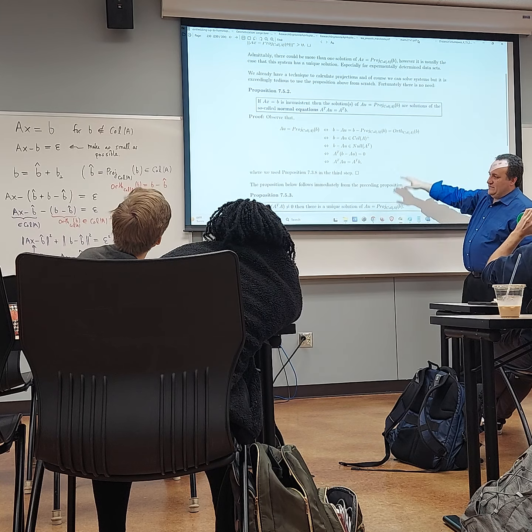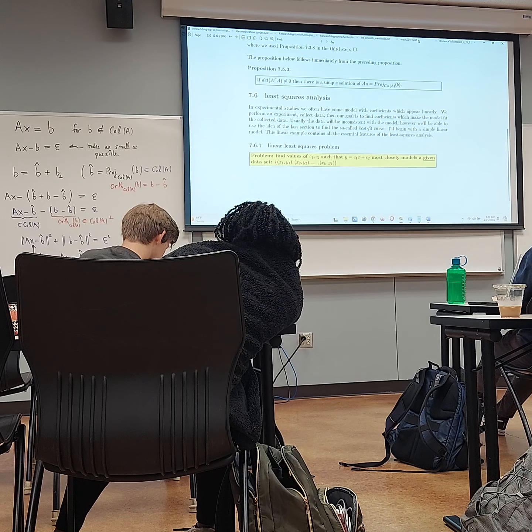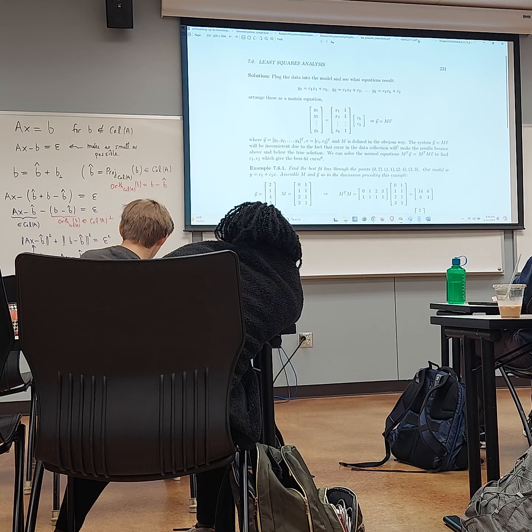So here's the linear least squares problem. Find values of c1 and c2 that closely model a given data set. Suppose you've got k points, (x1, y1), (x2, y2), all the way out to (xk, yk). What line is closest to those k points? Of course, if we have more than 2 points, there's no guarantee that there's a unique line that they fit. So you plug the data into the model: y1 is c1 x1 plus c2, and y2 is c1 x2 plus c2, and they're kind of boring equations.